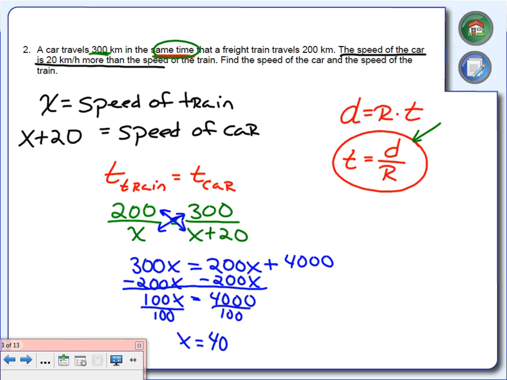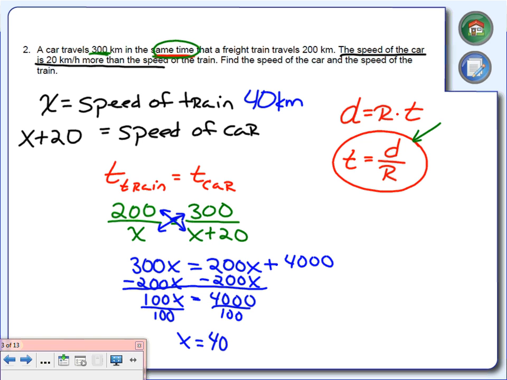Now what the heck is x? What is x representing? It's the speed of the train. Therefore, I know the speed of the train is 40. 40 what? There it is. It's that kilometers that we were talking about earlier.